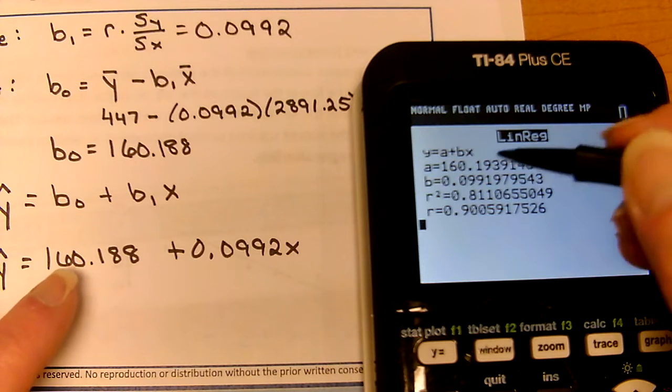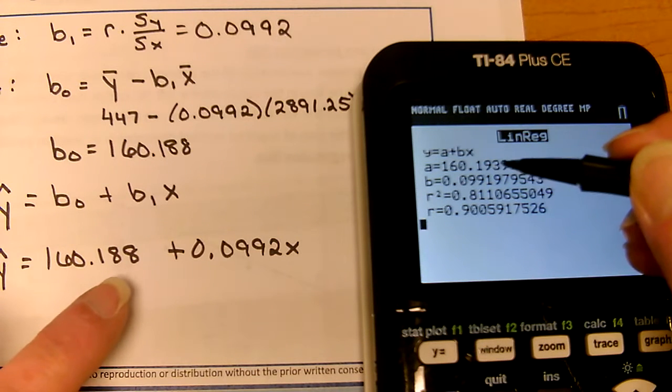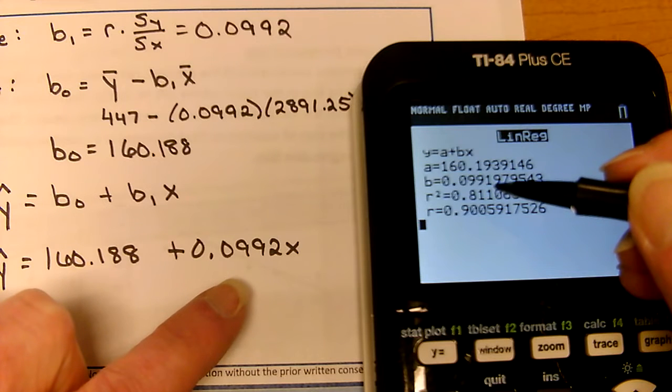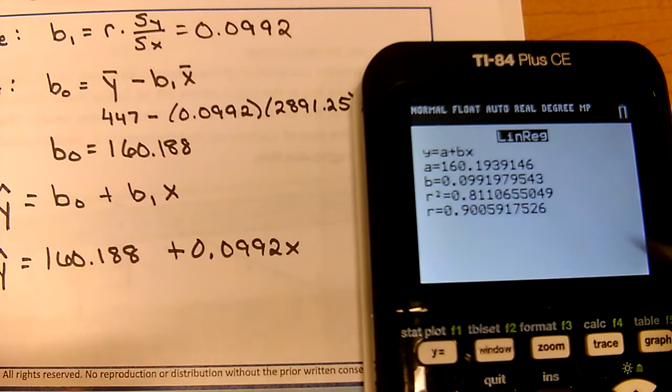It says A is 160.19. Whoa, we're close. And the B is 0.09919. Oh, we are right there. And it also gives me my R again.